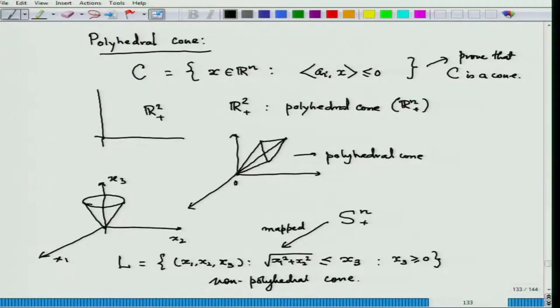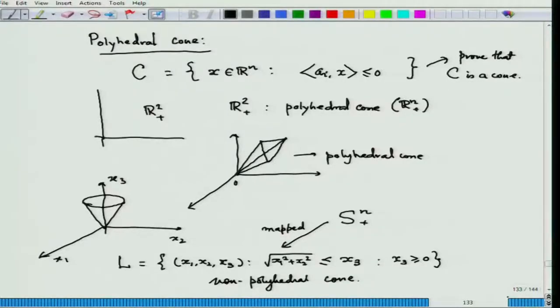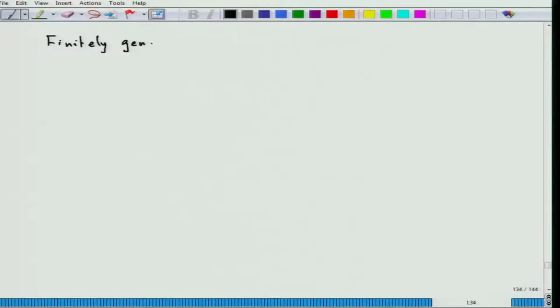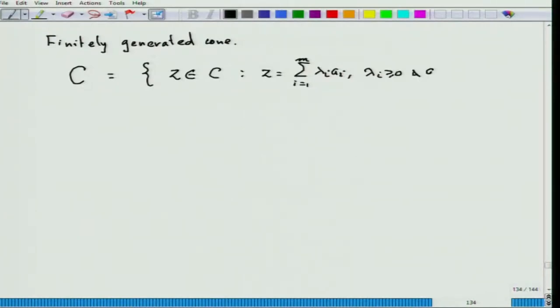But this being a convex cone, if you look at any point in this polyhedral cone, you will observe that any point can be written as a positive linear combination of these 3 vectors. These vectors are called the generators of the cone, and that led to the notion of a finitely generated cone. A cone C is finitely generated if any element z in C can be written as z equal to the summation of lambda i a i, for i from 1 to m, where lambda i is greater than or equal to 0 and a1, a2, ..., am are given. These a1, a2, ..., am are called generators of the cone.